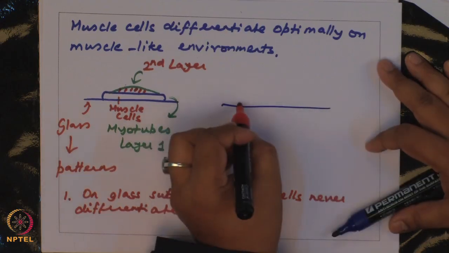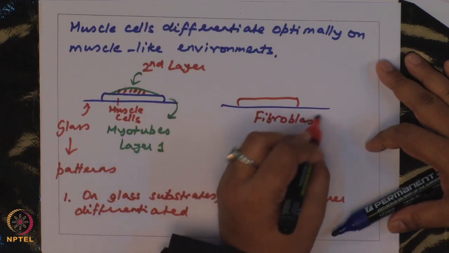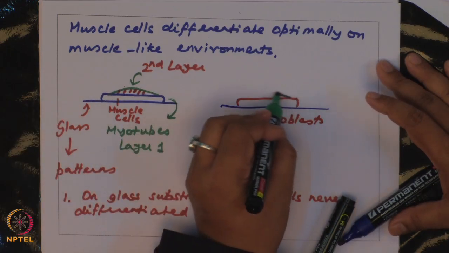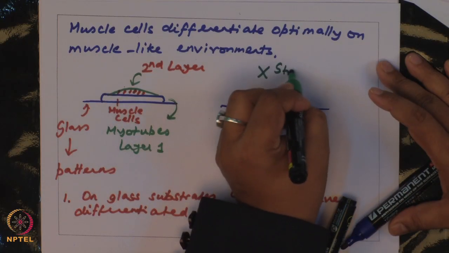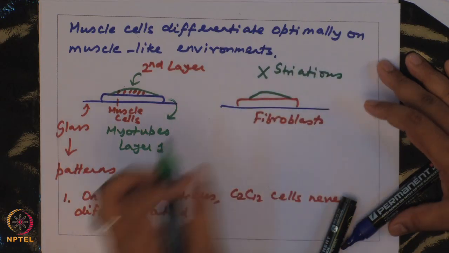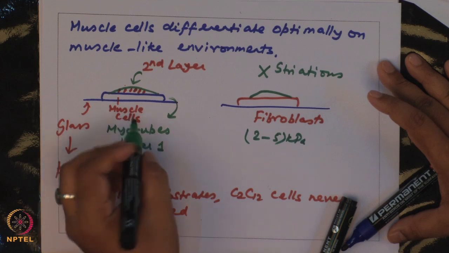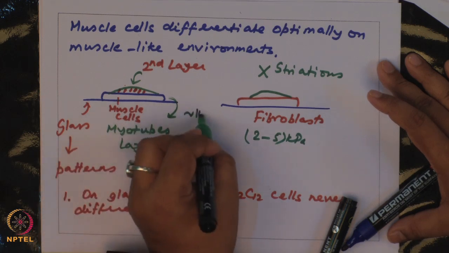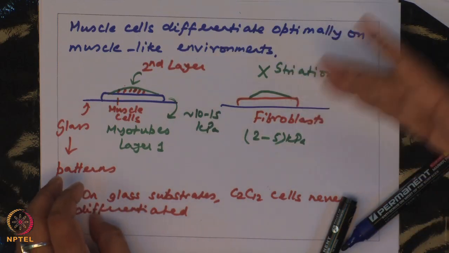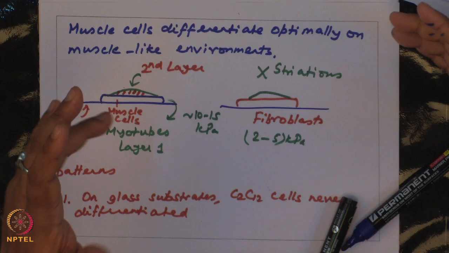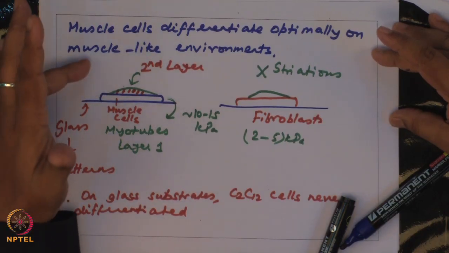However, when the experiment was repeated with a layer of fibroblast at the bottom, the second layer did not have any striations. Okay. So, fibroblasts are known to be 2 to 5 kilopascal in stiffness, while muscle cells are of the order of 10 to 15 kPa in stiffness. This once again reinforces the idea that muscle cells differentiate optimally when placed on a muscle like environment.